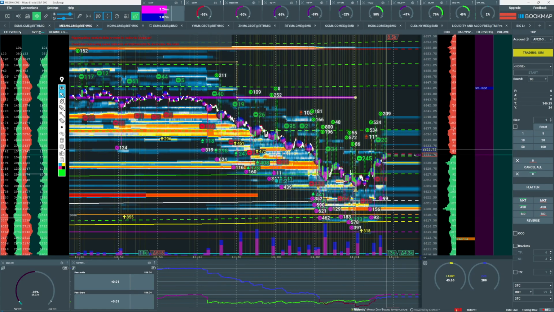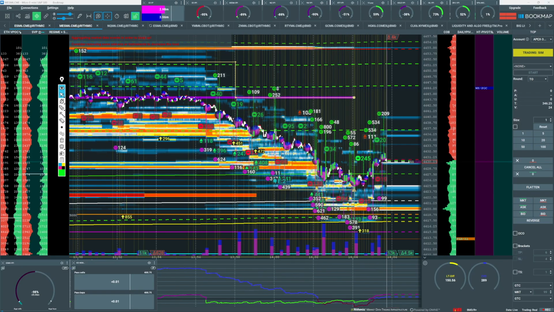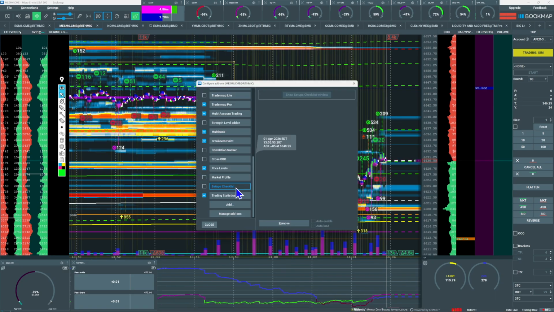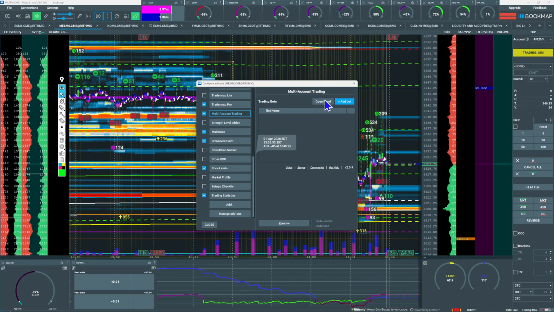MES buyer sweeping book. Let's see here. Absorption. ES sellers absorbing order flow. Hold on, hold on. Order flow. Absorption. MES buyers absorbing order flow.